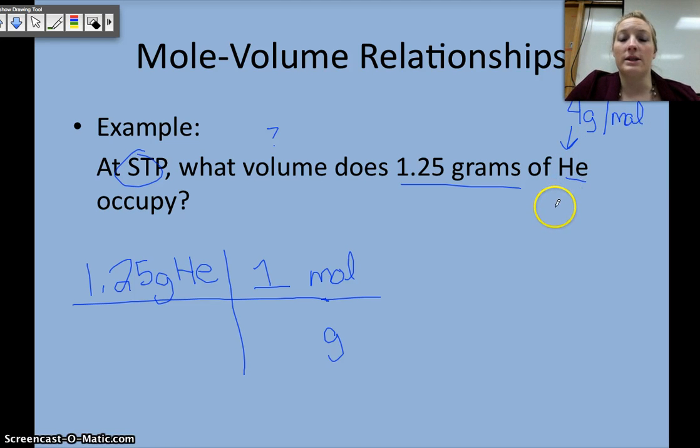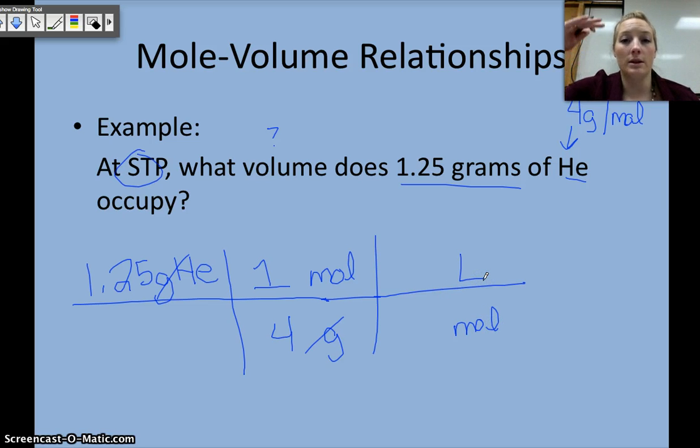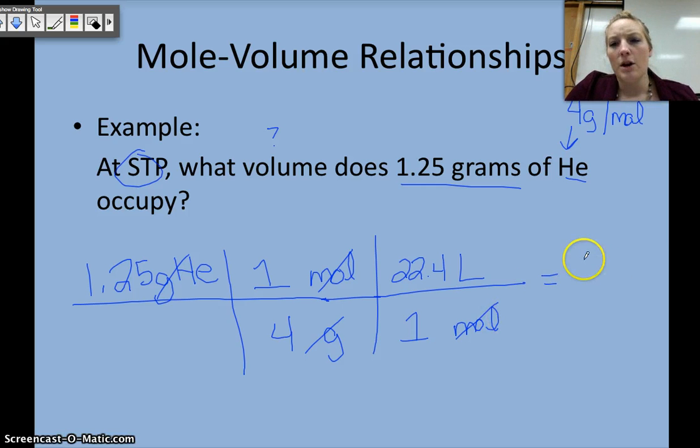Remember that molar mass is just the mass of 1 mole of an element or a compound. So 4 grams per 1 mole. Grams of He, gone. Now we're in moles of He. Moles are going to have to go on bottom, and on top we are going to liters. We are making that step from moles to liters, going up, and we know that 1 mole is equal to 22.4 liters. Moles are gone, and if we multiply across the top, divide across the bottom, we get 7 liters is the volume that that amount of helium will occupy.